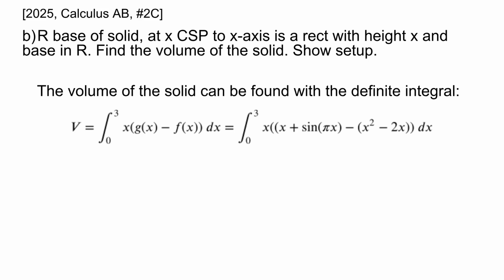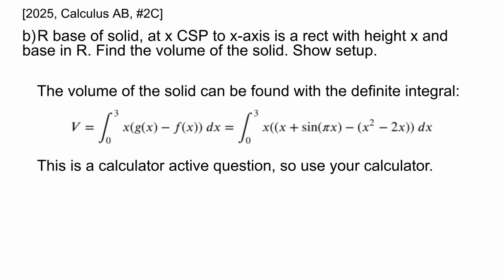The volume of that solid can be found with the definite integral. V equals the integral from 0 to 3 of x times the quantity g of x minus f of x dx, which is the integral from 0 to 3 of x times the quantity x plus sine of pi x minus x squared minus 2x dx.